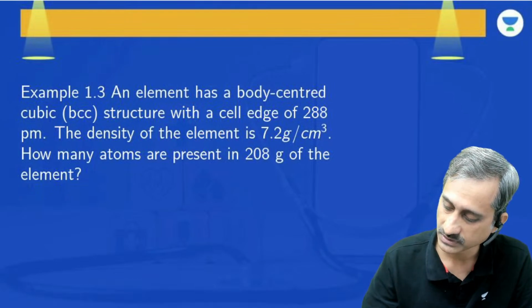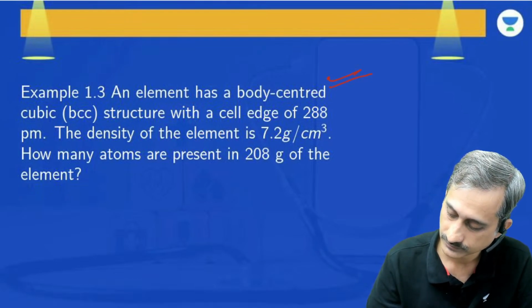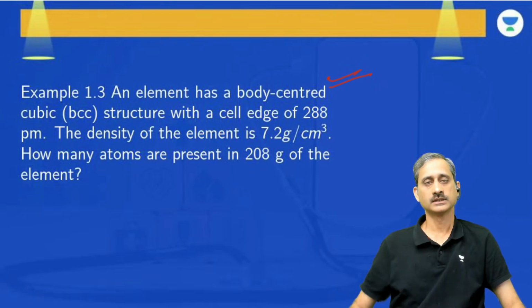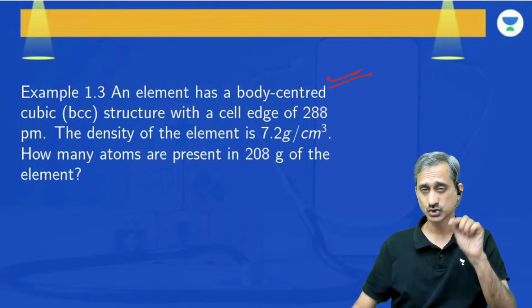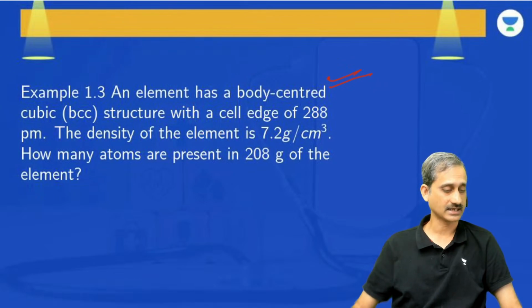Could we just solve this particular question? An element has a body-centered cubic arrangement with cell edge of 288 picometers. The density of the element is 7.2 gram per centimeter cube. How many atoms are present in 208 grams of the element? And this question was asked in the NEET examination.